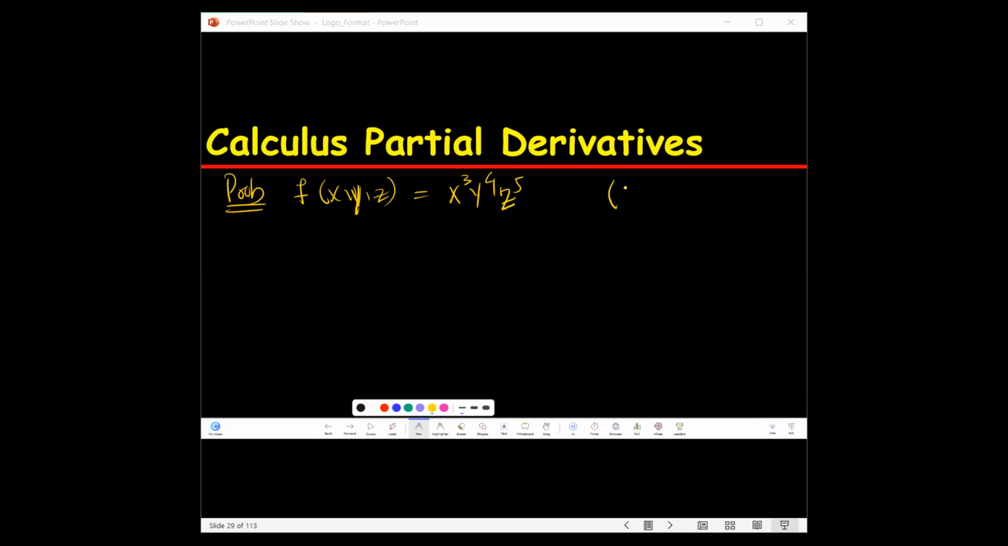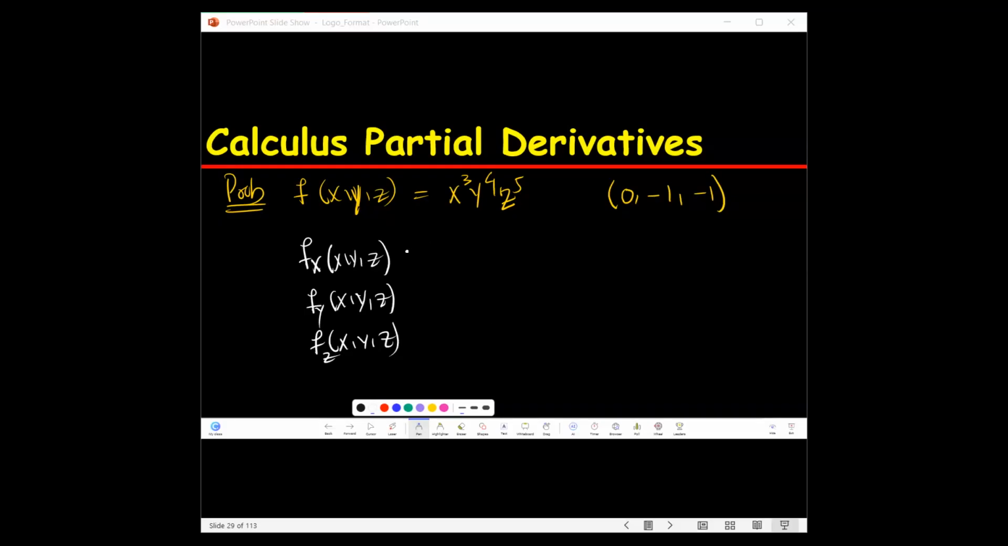I want to find all three first-order partial derivatives at three different points. The first one, I'm going to be calculating this. The second one, I'm going to be calculating this. And the third one, I'm going to be calculating this. And it's going to be the same process.